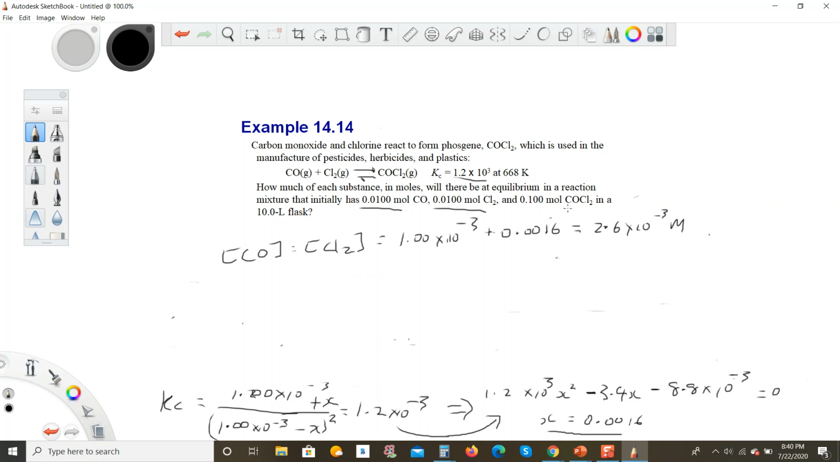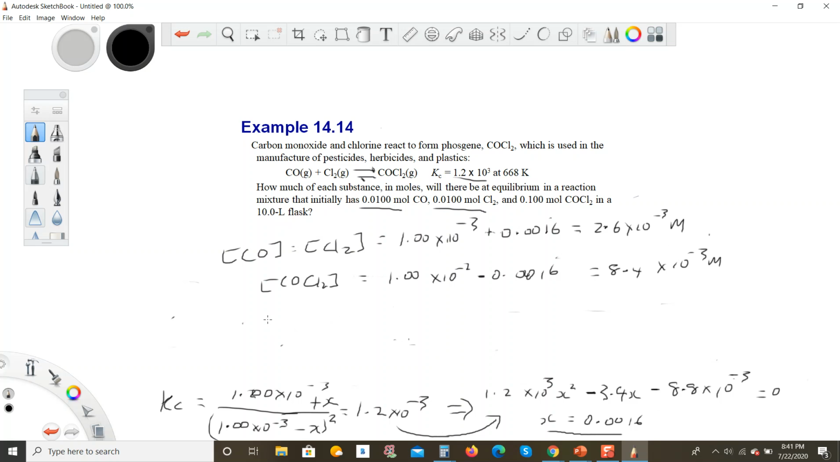M, all right? And then the concentration calculation for COCl2, that is equal to, again, coming from the ice table, 1.00 times 10 to the minus 2 minus 0.0016. And according to my calculations, this works out to be equal to 8.4 times 10 to the minus 3 M, right?